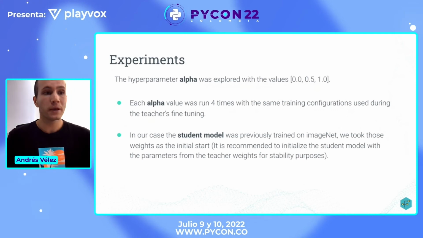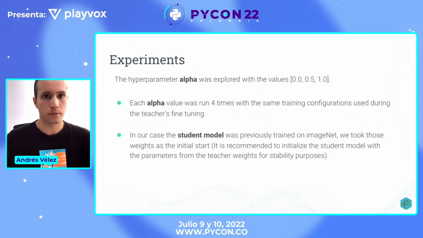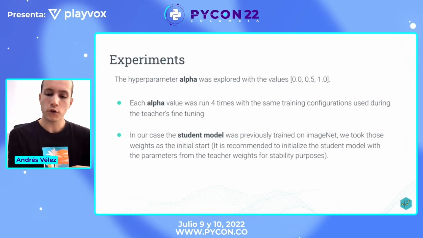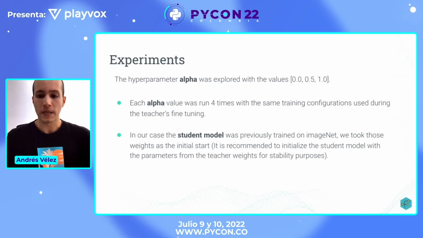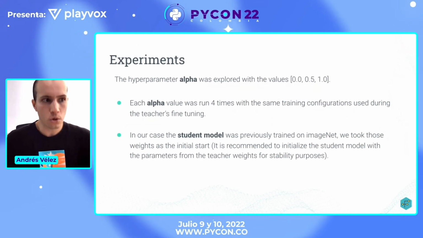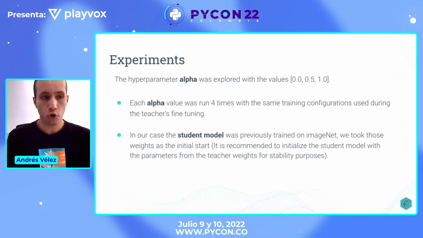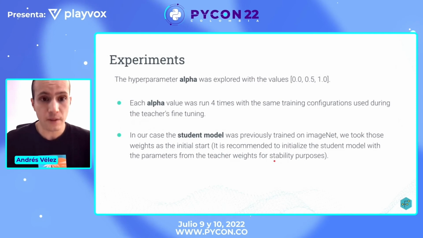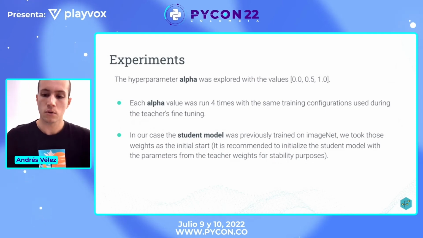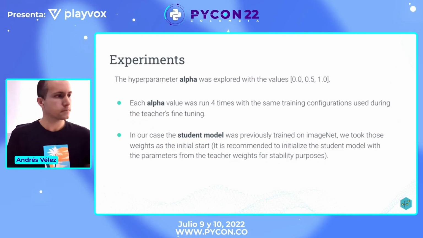However, it is recommended to initialize the student model with the weights of the teacher model. What you do is extract slices of the layers of the teacher model in order to create a smaller version of this model. This is recommended because by doing this, you stabilize your training process, the loss function, and also the accuracy.